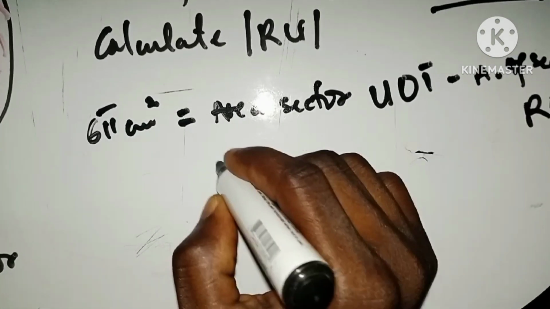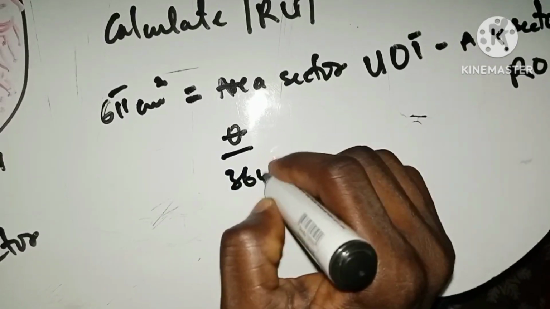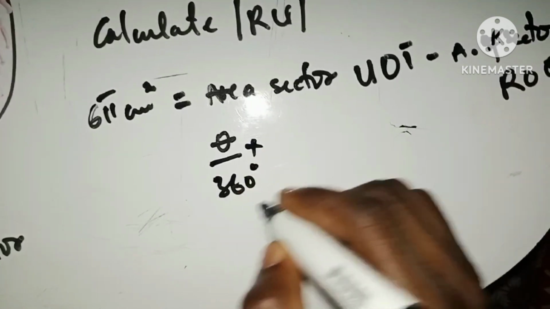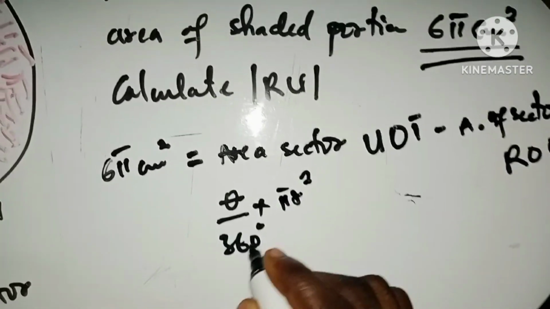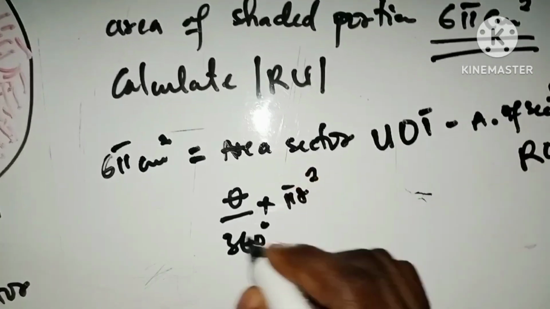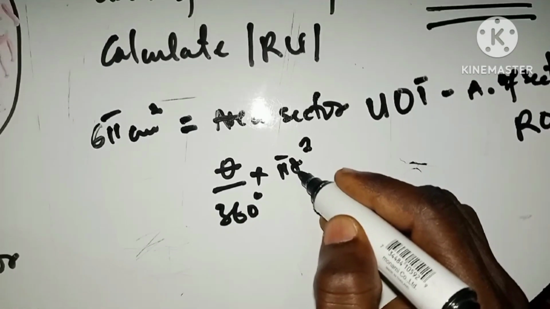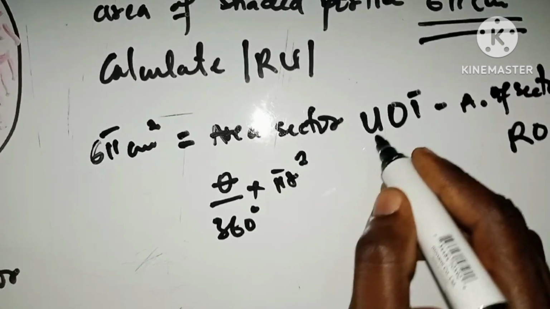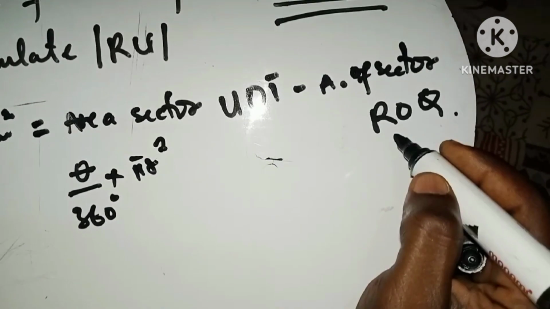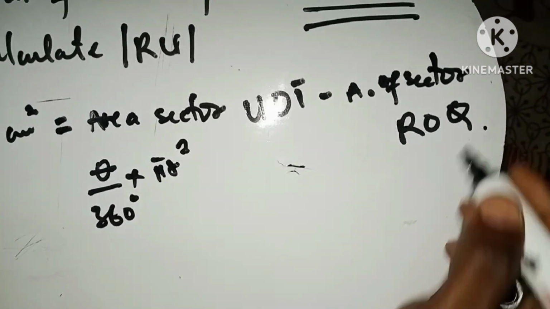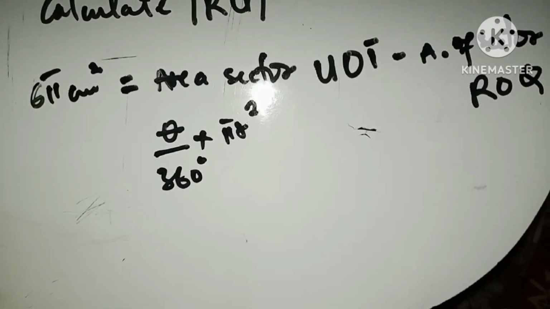That is going to be theta on 360 degrees multiplied by pi r squared. You should know this definition. Is that okay? So that is the area of a sector. Now you have to find the radius of the sector UOR, as well as the radius of sector ROQ. Once you are able to identify that, we are free to go.